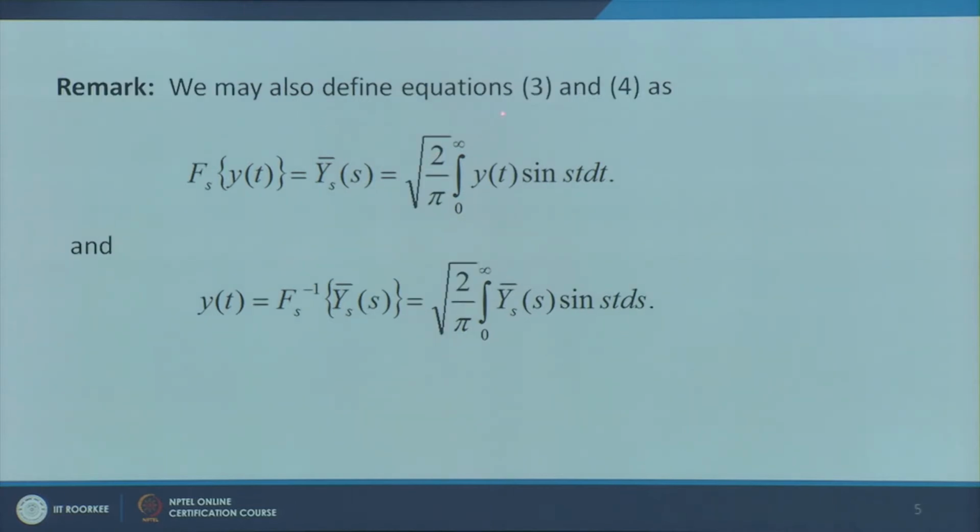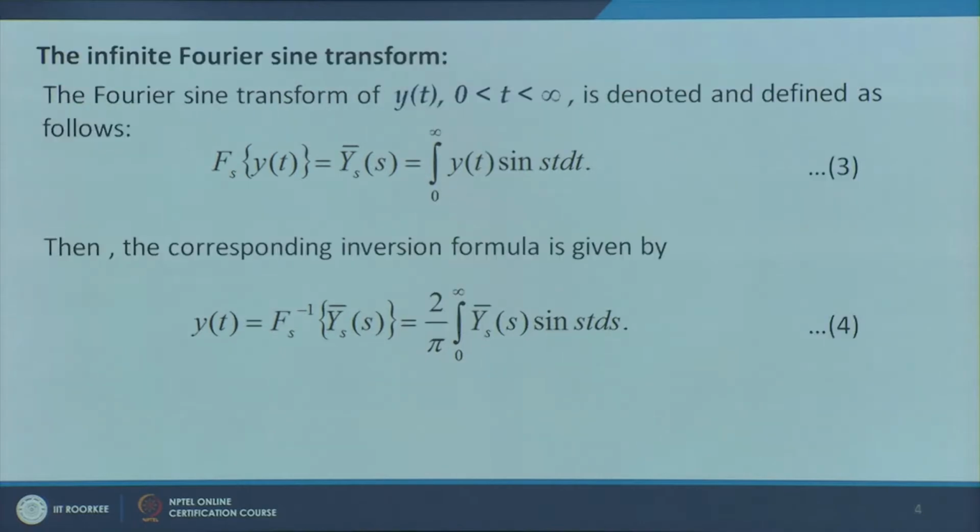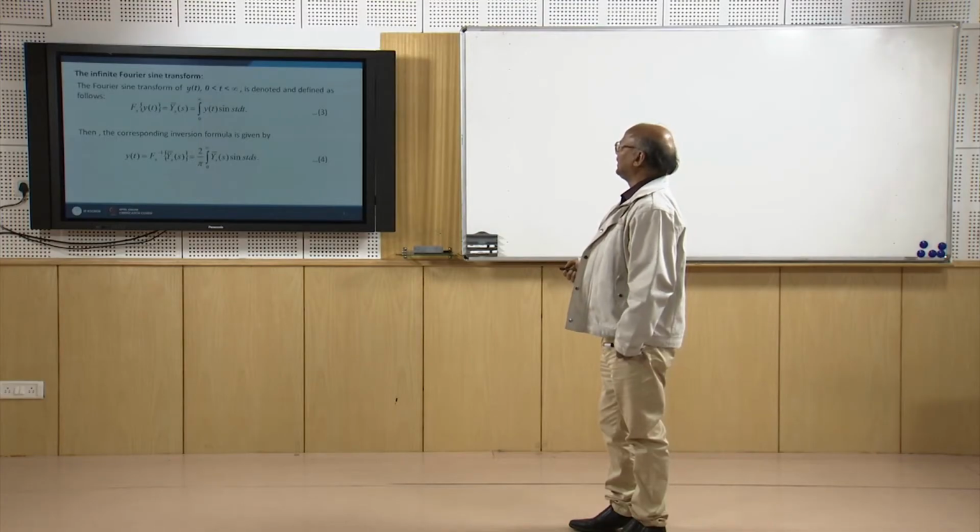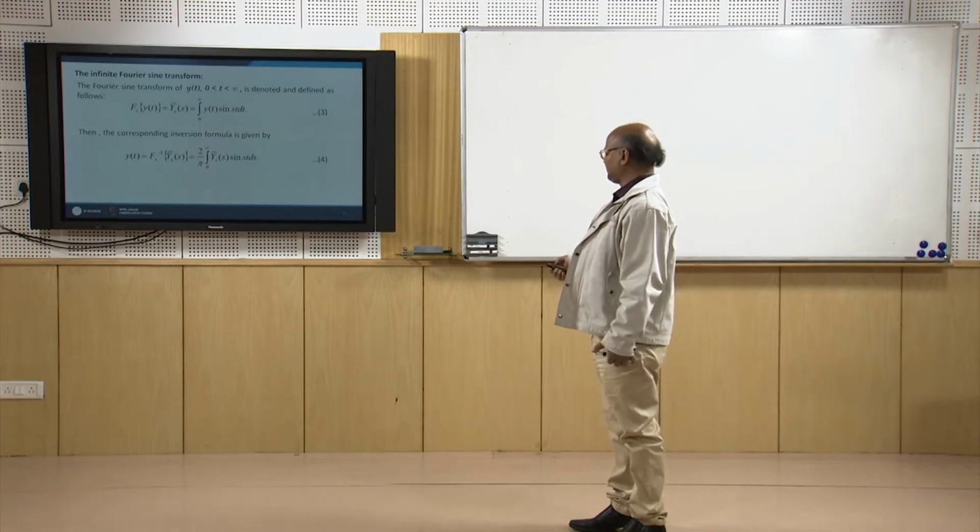Again, some authors define the Fourier sine transform of ψ(t), which we are denoting by ψ s bar(s), as root 2 over π integral 0 to infinity ψ(t) sine s t dt, and the corresponding inverse Fourier sine transform of ψ s bar(s) as square root 2 over π integral 0 to infinity ψ s bar(s) sine s t ds. So the coefficient 2 over π they distribute as root 2 over π here and root 2 over π here.